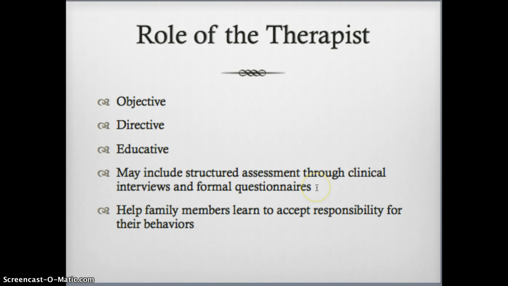There might be more structured assessment. Sometimes assessment is very open-ended. Sometimes assessment includes the use of a genogram. And here, assessment might include actual pencil and paper types of questionnaires that the family is asked to fill out. The counselor also has a role in helping family members to learn to accept responsibility for their behaviors, to understand the impact that their behaviors have on each other.